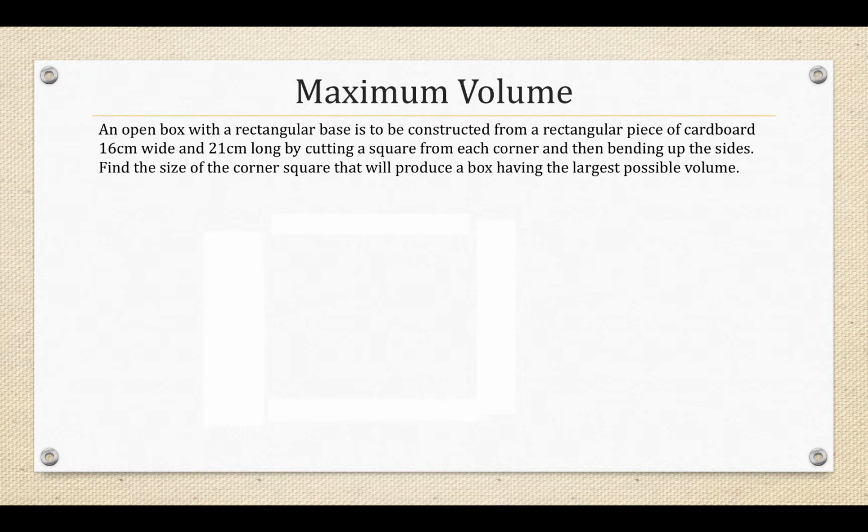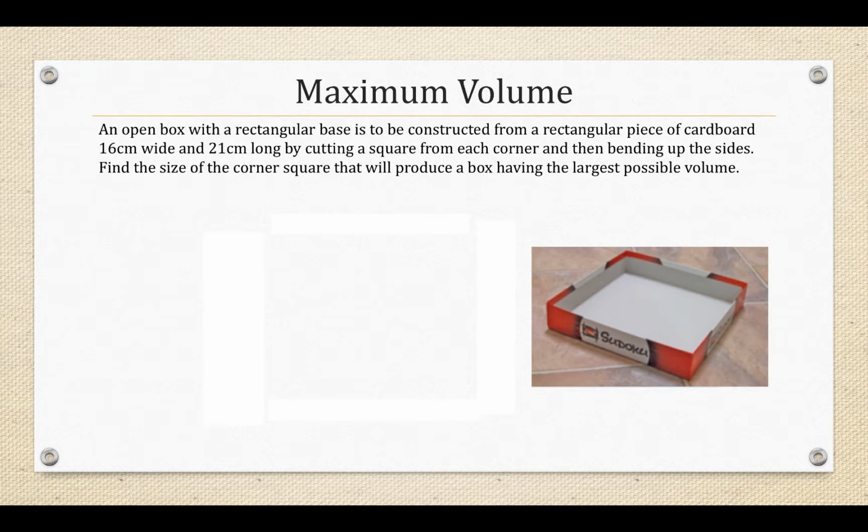Now the question that we're looking at today: an open box with a rectangular base is to be constructed from a rectangular piece of cardboard 16 centimeters wide and 20 centimeters long by cutting a square from each corner and then bending up the sides. Find the size of the corner square that will produce a box having the largest possible volume. So what we need to look at is, what is this box going to look like? We don't necessarily need the dimensions, but we do need to understand that it may look something like this. It's an open box with the sides bent up.